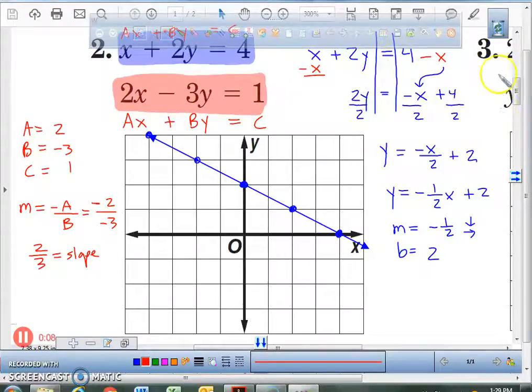A lot of students get stuck in this whole process of solving equations. So I'm trying to give you another way of being able to find what? Find your slope and your y-intercept without having to solve long equations.